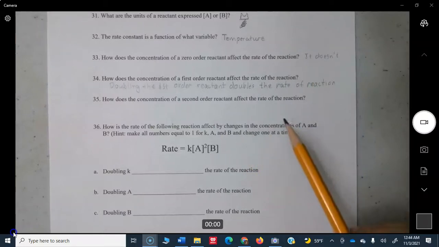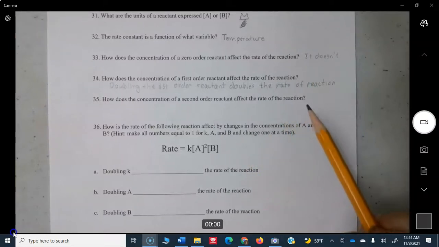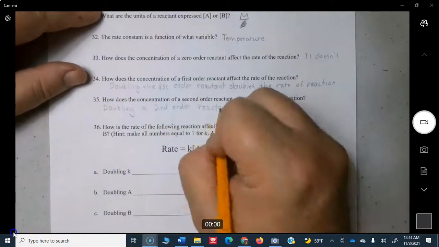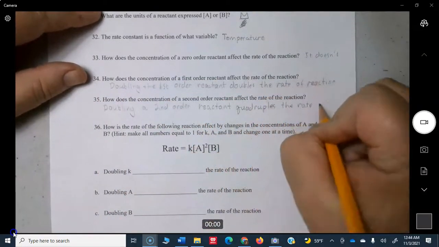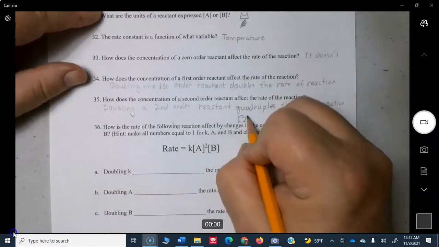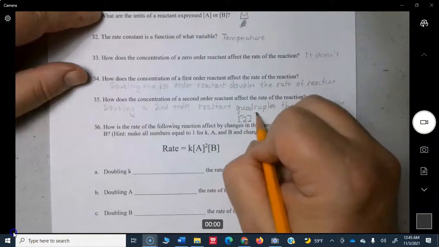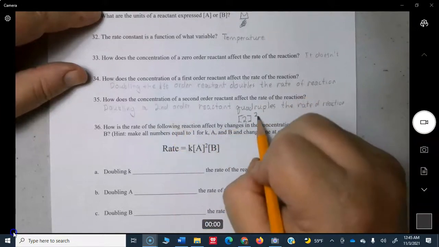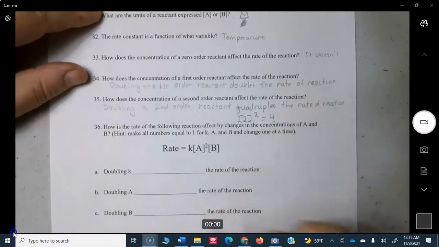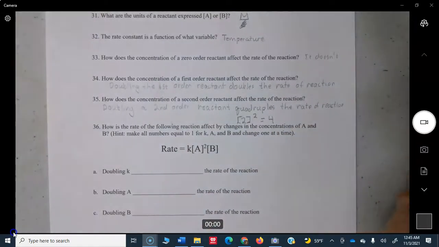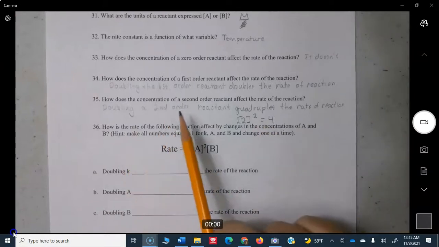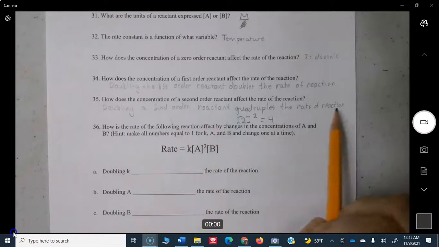How does the concentration of a second-order reactant affect the rate of the reaction? Again, let me give an example. Okay, so if the concentration is 2, let's just pick a number. You're going to square that. That's what second order means, is you squared it. So it's going to be 4 times faster. Okay? So it squares it. It basically squares it. So I just gave an example. Doubling a second order reactant quadruples the rate of the reaction.